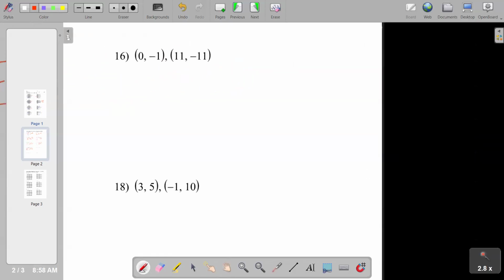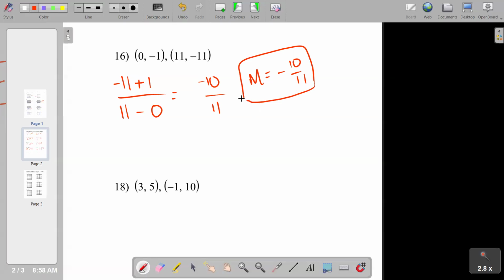Number 16, my top is going to say negative 11 minus negative 1. Every time I say minus negative, I'm writing plus. Over 11 minus 0. And then I math. Negative 11 plus 1 is negative 10. And then 11 minus 0 is 11. Your slope in this case is just negative 10/11. Sometimes you can't really reduce. You just get what you get.